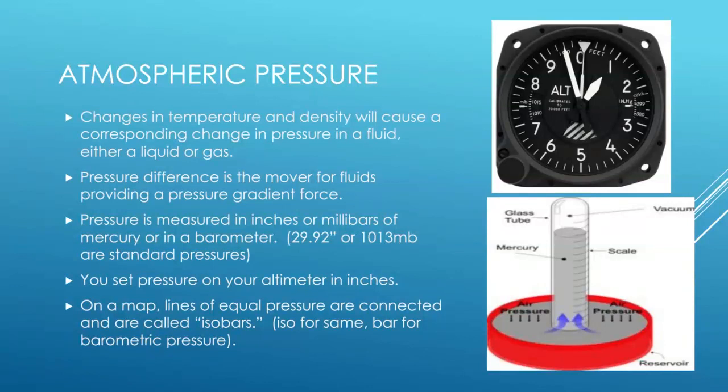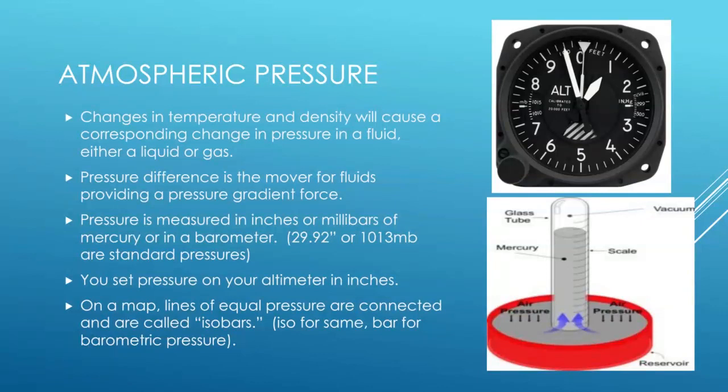All right, you set the pressure on your altimeter in inches right here, usually 29.92. The first thing you'll do, if you're at a towered airport, they'll say, hey, clear the taxi, altimeter 29.92. Altimeter is 30.03. And then you automatically push your altimeter to the right pressure so that your altimeter will match the field elevation.